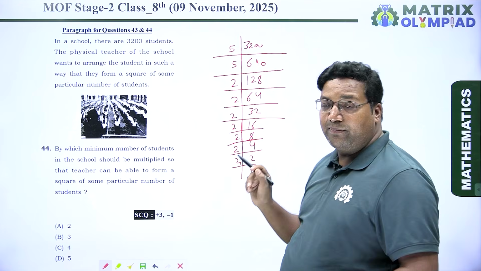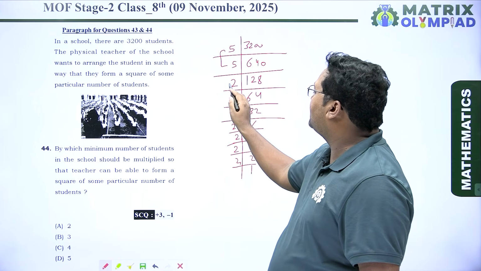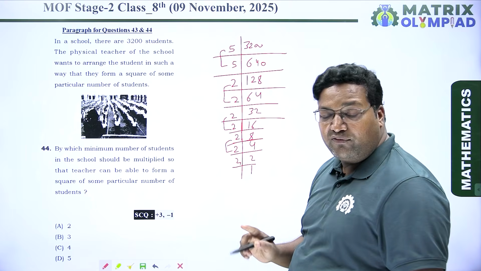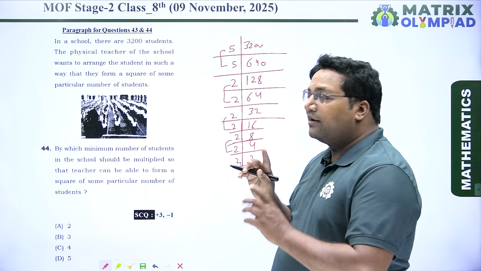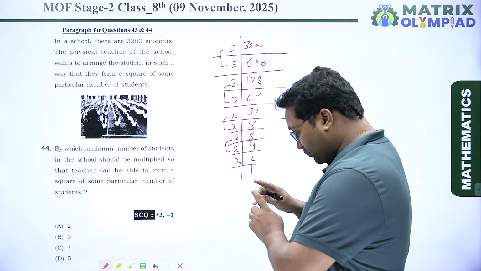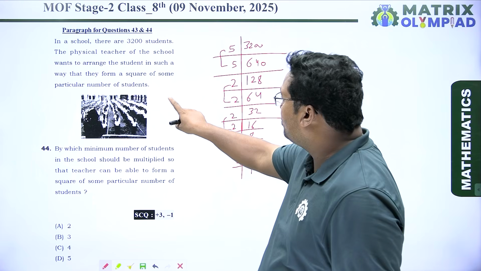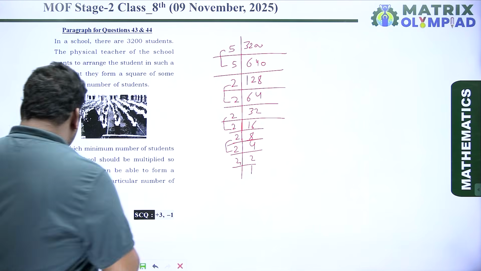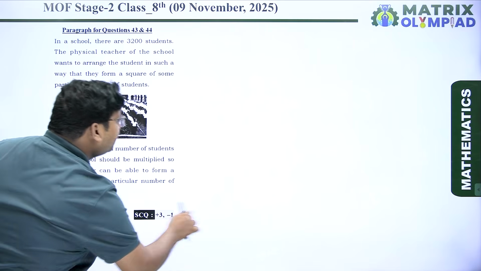So we have to make pairs of prime numbers. So the first pair is 5 into 5, second is 2 into 2, again 2 into 2, again 2 into 2. So if we multiply this number by 2, we get a perfect square number, so that we can make a square of a particular number of students. So our answer is 2. So it means option A is the right answer. Now coming to the next question.